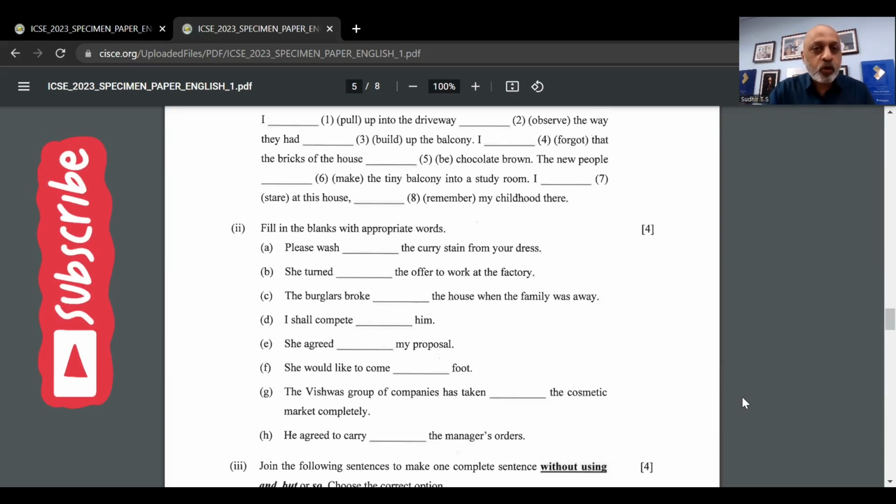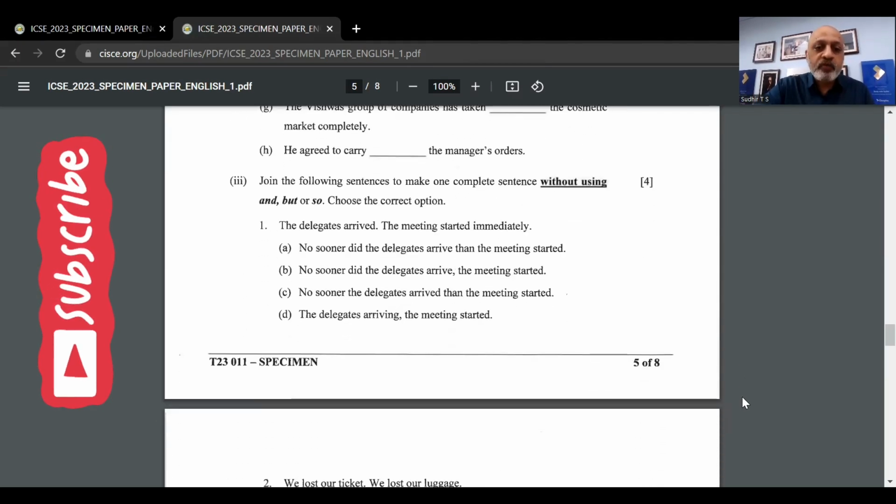Okay, so there are 8 questions, each one carrying half mark. Okay, there are no options given here. It is not an MCQ question. However, the next one, which is joining the sentences without using and, but, or, so, for 4 marks, has been given with 4 options. So you need to choose A, B, C, D. That's what the format is as far as join the sentences is concerned.